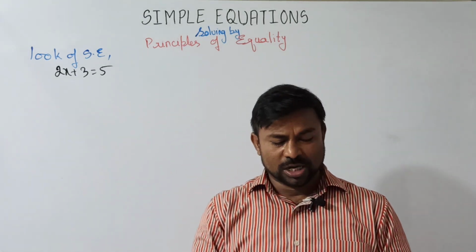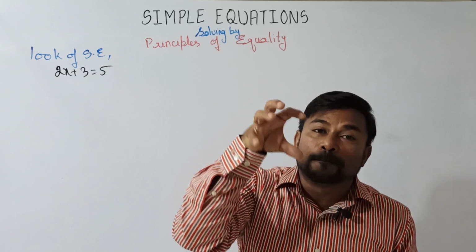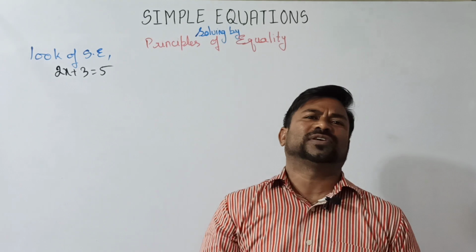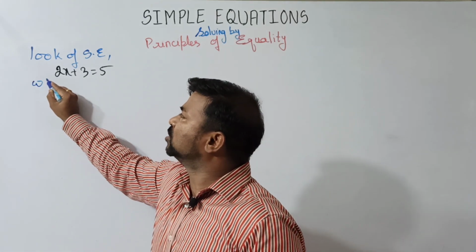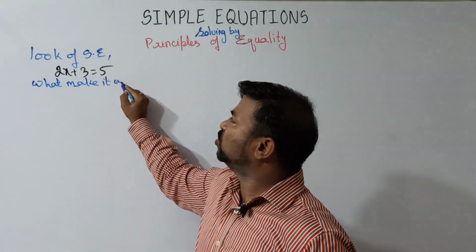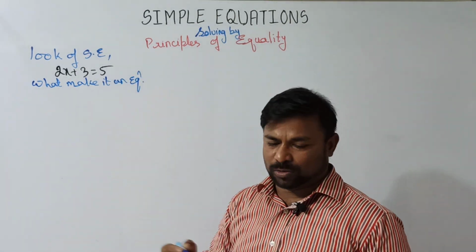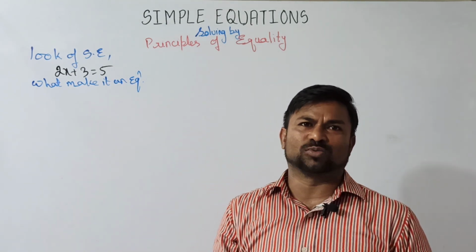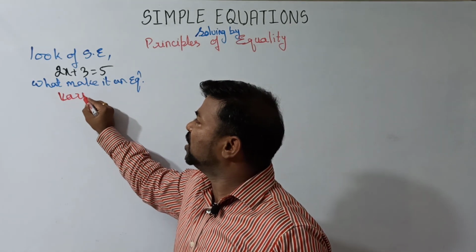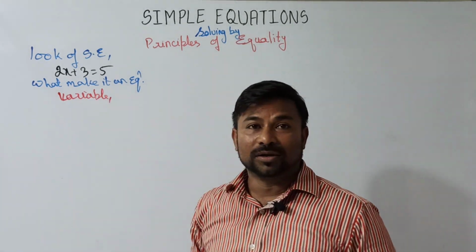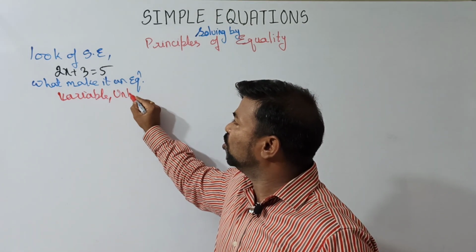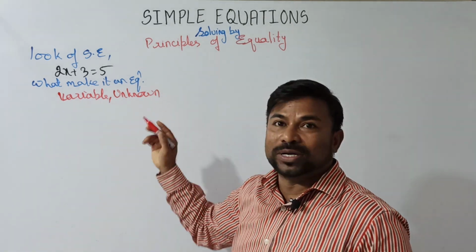Now in this one, what are the parts involved, or what makes an equation? What are all present in it is the main thing. First thing it has is a variable. What does a variable mean? A variable is nothing but an unknown, the value which we don't know.